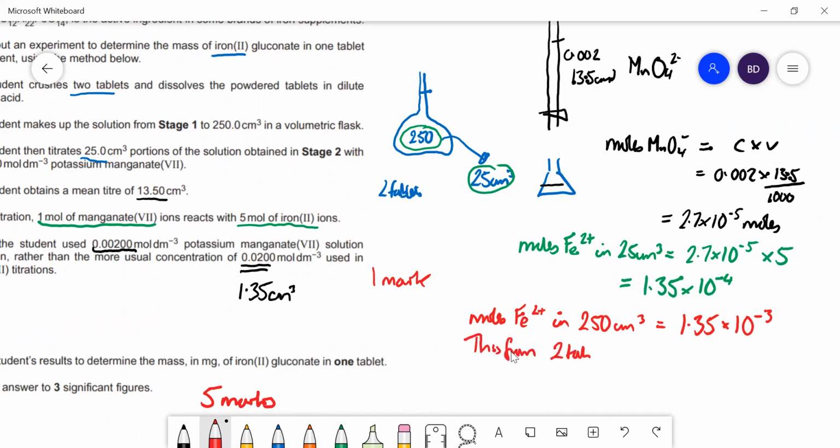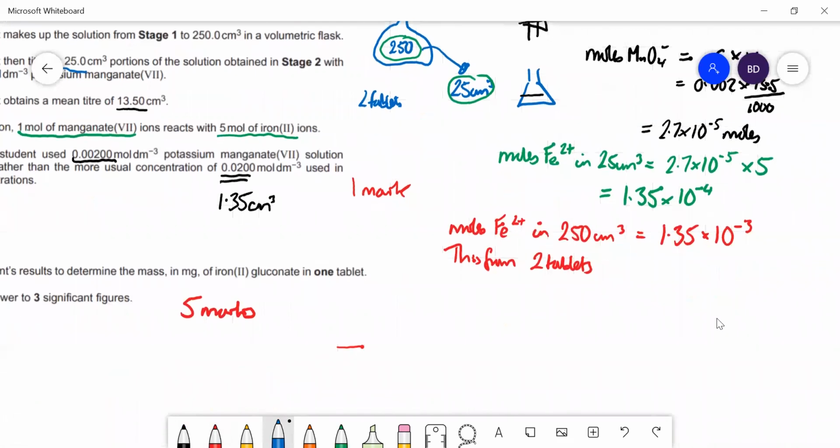So how many moles of Fe2+ have you got in 1 tablet? So obviously we're going to halve that. So moles of Fe2+ in 1 tablet is that divided by 2, which gives us 6.74 times 10 to the minus 4 moles. Okay.